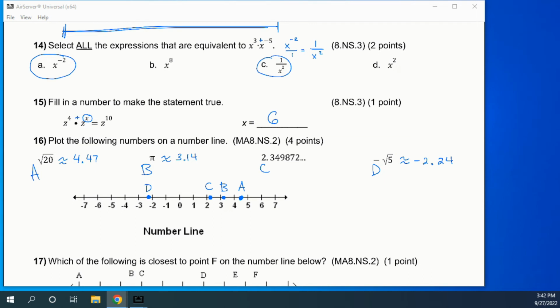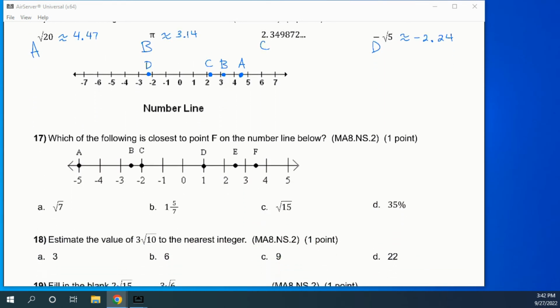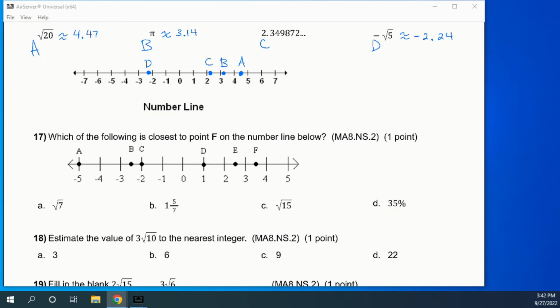Okay. Number 17. Which of the following is closest to point F? So that would be this one right here. It looks like it's going to be between 3 and 4. Square root of 7 is 2.6, so it's not A. B is 1 and 5/7, so that's going to be between 1 and 2, so it's not B as well. Square root of 15 is between the perfect squares 16 and 9. It's leaning more towards 16, which would be 4.